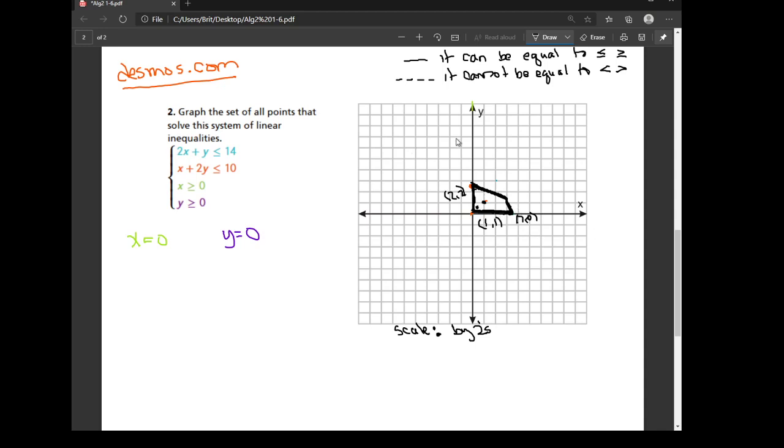So there's a ton of points I could pick from here. I could pick 4, 2, which is that point right there. That's also a solution. So anything that's in there or on the border of this is part of the answer.